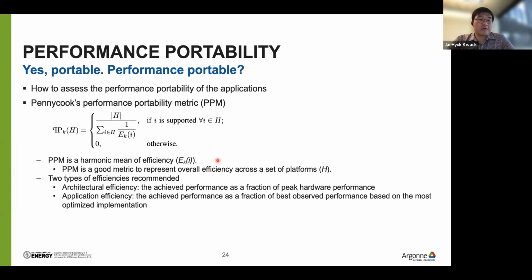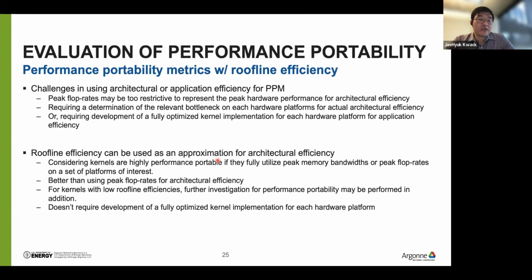And in the original paper, there were 2 recommendations for the efficiency. Architecture efficiency, which is performance as a fraction of the peak hardware performance. And also we can use application efficiency, which is performance as a fraction of the best observed performance based on the most optimized implementation. And we tried to use them, but we realized it is challenging to use those efficiencies directly.